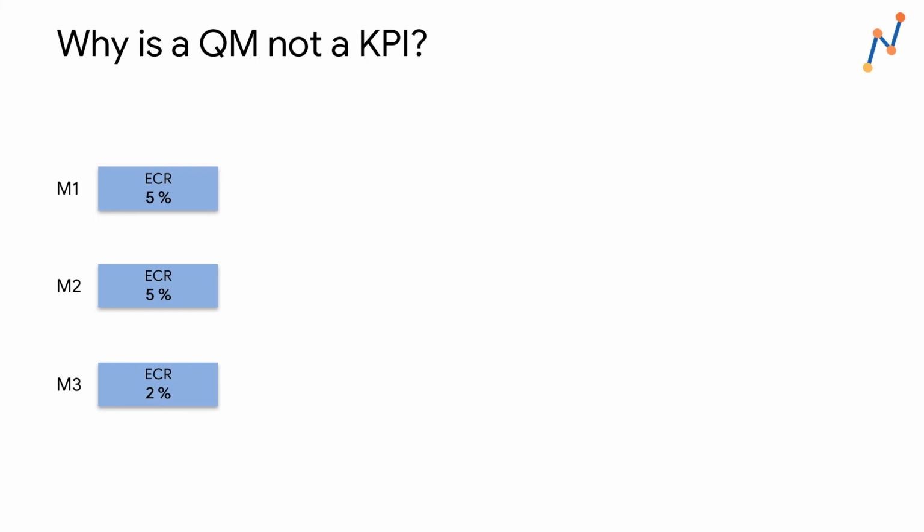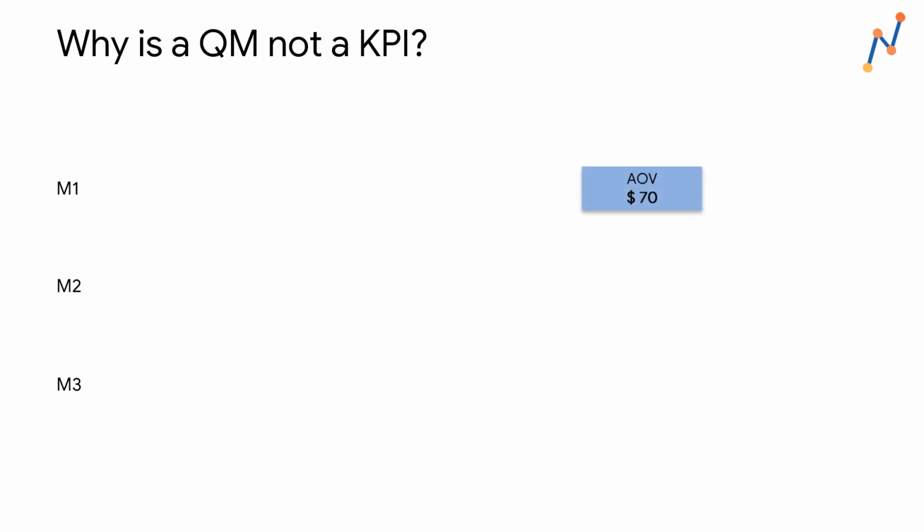Let's look at another metric. In month 1, we had an average order value of 70. In month 2, the AOV dropped to 50, and in month 3, the AOV stayed the same. Now again, which month was the most successful in terms of AOV? Here we would tend to say month 1, but we surely cannot tell. The conclusion is that we can't tell anything about the success of the website by examining a quality metric.